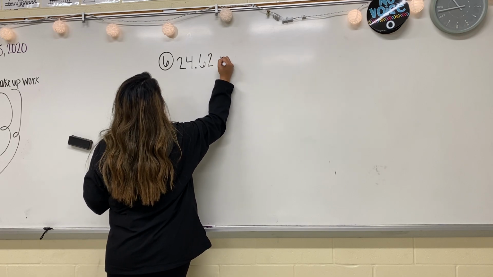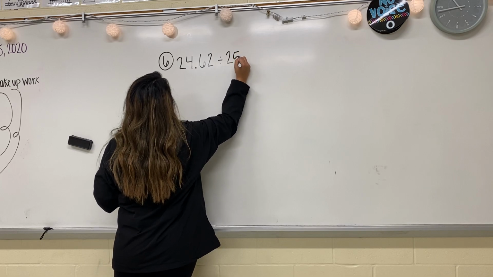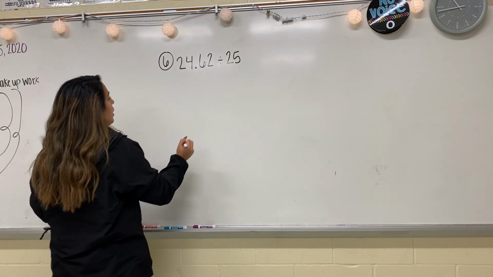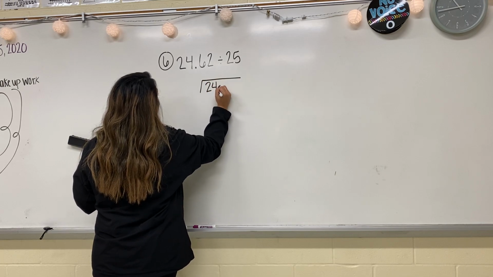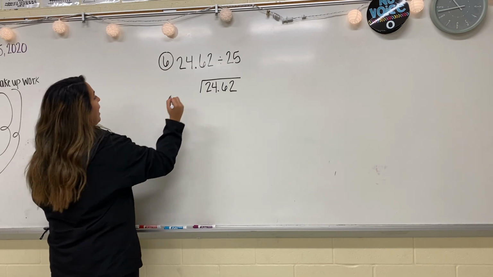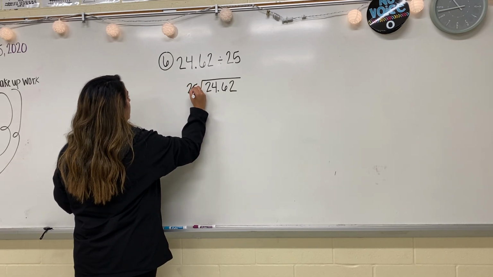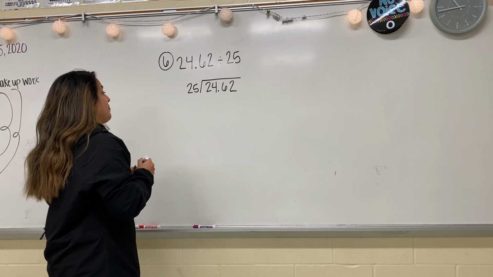24 and 6200ths divided by 25. So set up my standard algorithm. 24 and 6200ths goes on the inside. 25 is going to go on the outside.